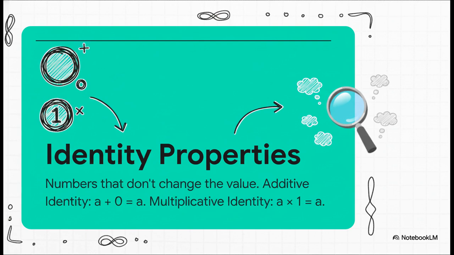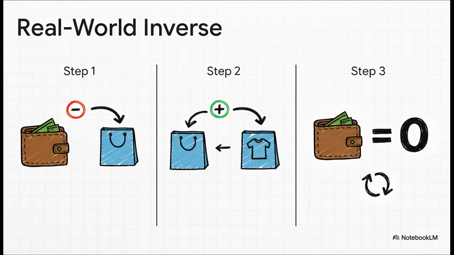0 and 1 are like the neutral, do-nothing elements of math. Now, what about the opposite of doing nothing? What about undoing something? Imagine you buy something for $20. Then you change your mind, return it, and get a $20 refund. What's the net effect on your wallet? 0, right? The 2 transactions perfectly canceled each other out.